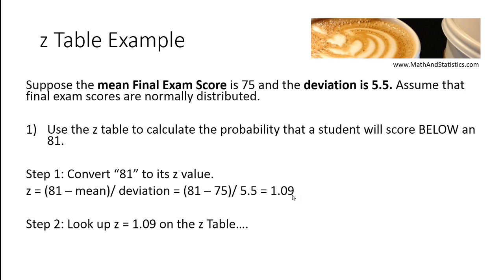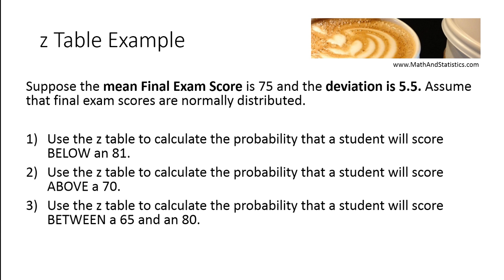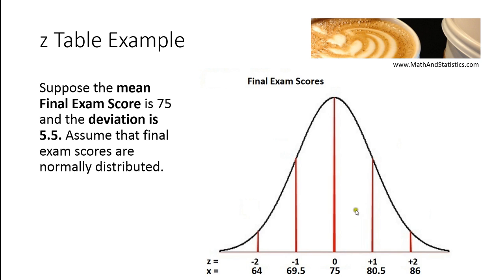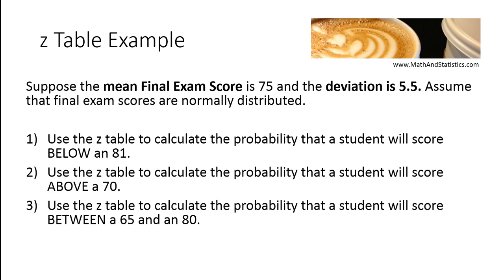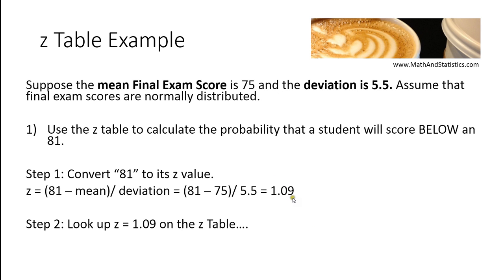Let's make sure that actually makes sense. Let's go back and see where 81 is on this bell curve of final exam scores. Well, 81 is just above here, right? Here's 80.5. 81 would be somewhere right around here. This is 1 standard deviation from the mean, or z equals 1. So 81 would be just above z equals 1. And that's exactly what it is. It's 1.09.